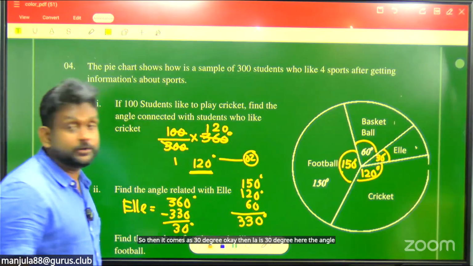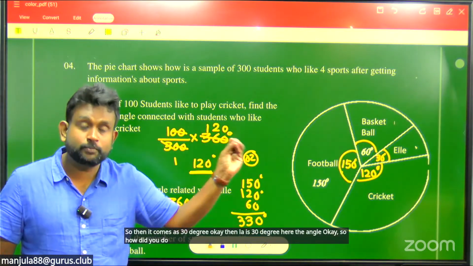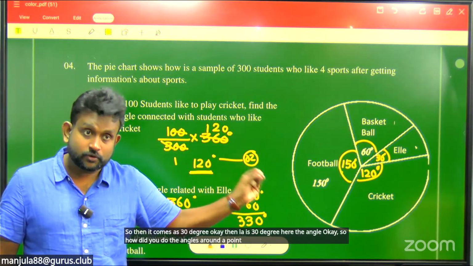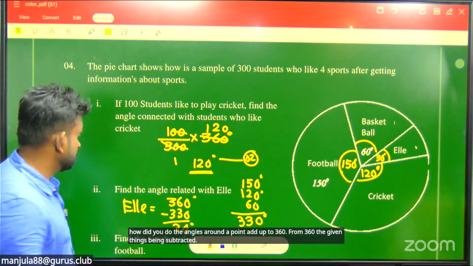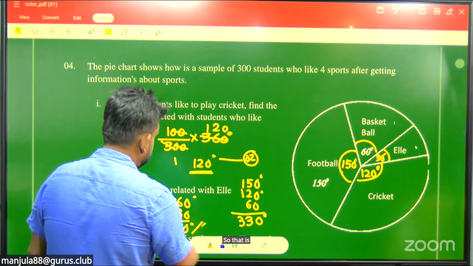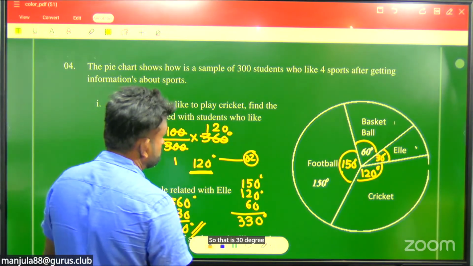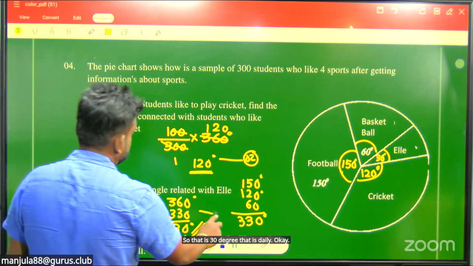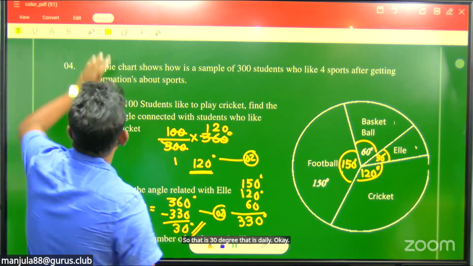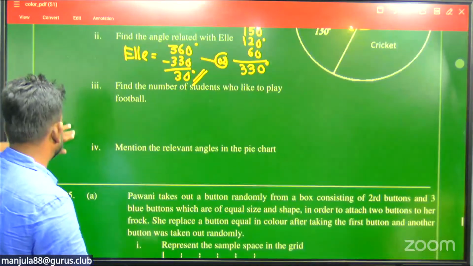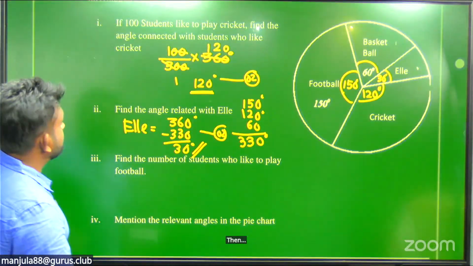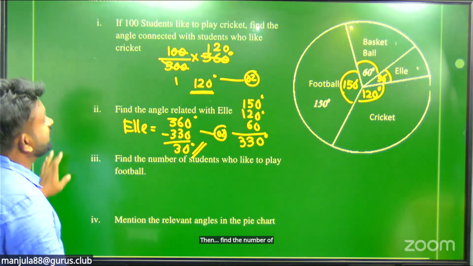Okay, so how did you do it? The angles around a point add up to 360. From 360, the given angles are subtracted. So that is 30 degrees. That is the LA. Then find the number of students who like to play football.